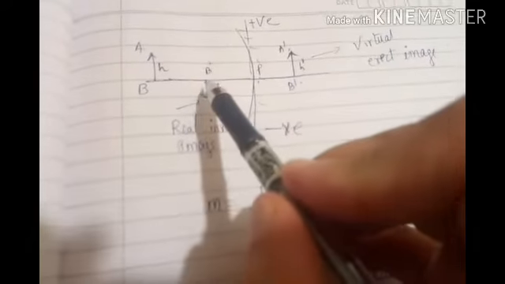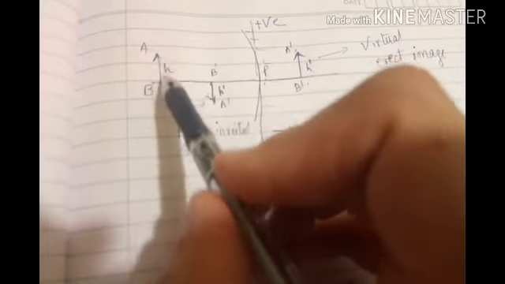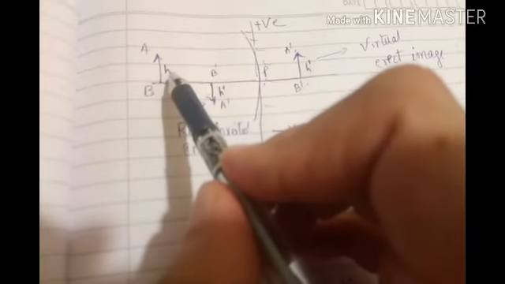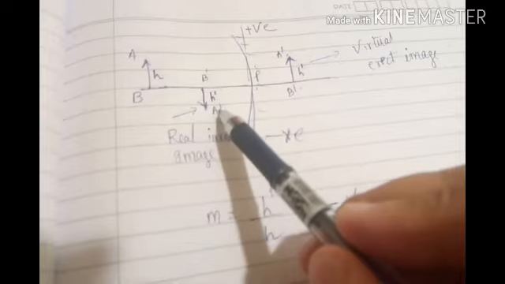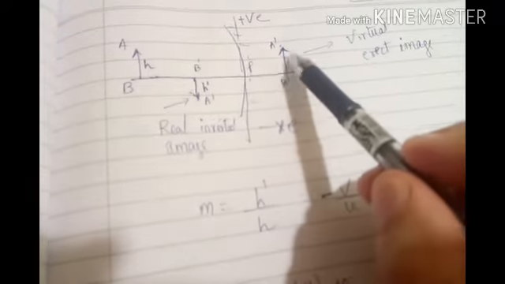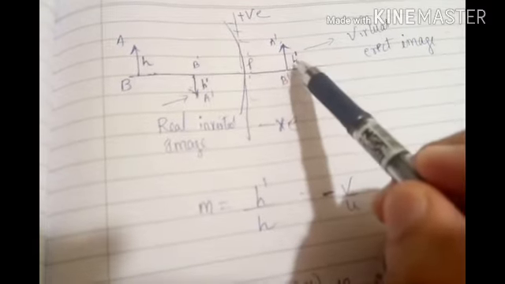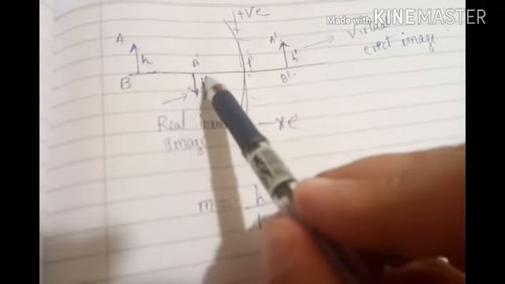Now forget about C, F and everything. Just consider this object AB. The height of the object is h. This is the real inverted image, and its height is h dash. Consider this as the virtual and erect image formed behind the mirror, A dash B dash, and its height is h dash. Height of the image is h dash, height of the object is h. So this is the diagram.